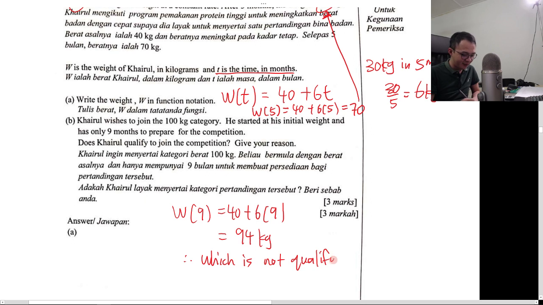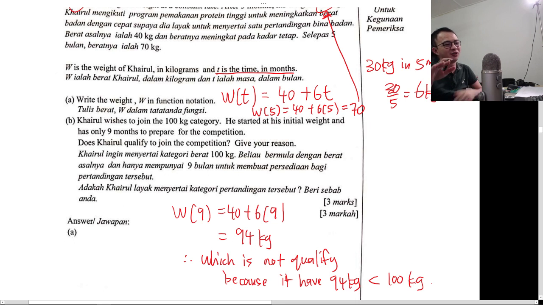Not qualified because he only has 94 kg, which is less than 100 kg. Yeah, something like that. You can use your own sentence to actually do this. Alright.